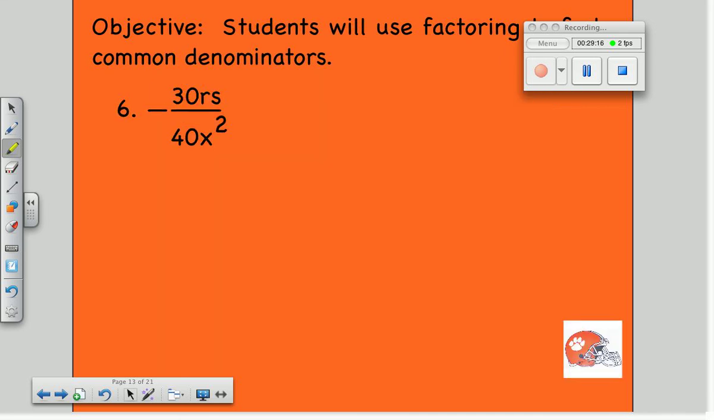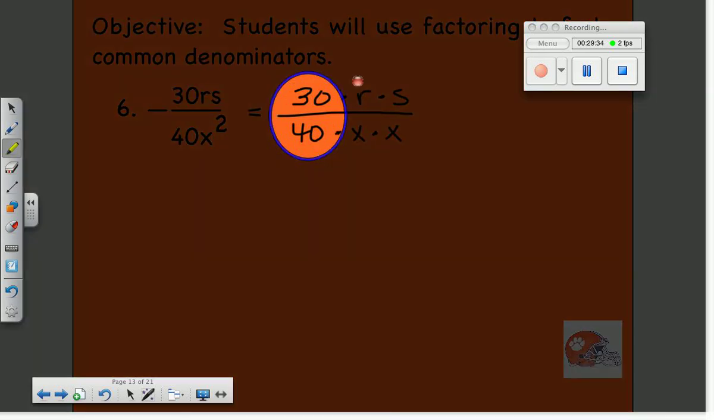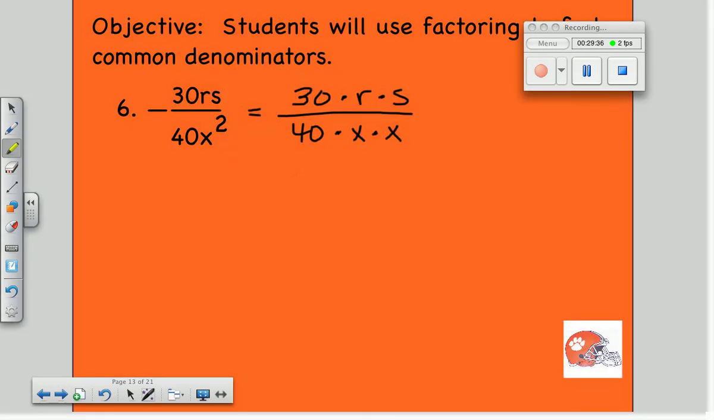Number 6, negative. Again, let's take this apart. So I have 30 times r times s over 40 times x times x. So I'm going to deal with just this part first, the 30 over 40. Focus on that. Okay? 30 over 40 can both be divided by 10. Divide by 10, divide by 10, and you have 3 over 4. So I know I have 3 over 4.